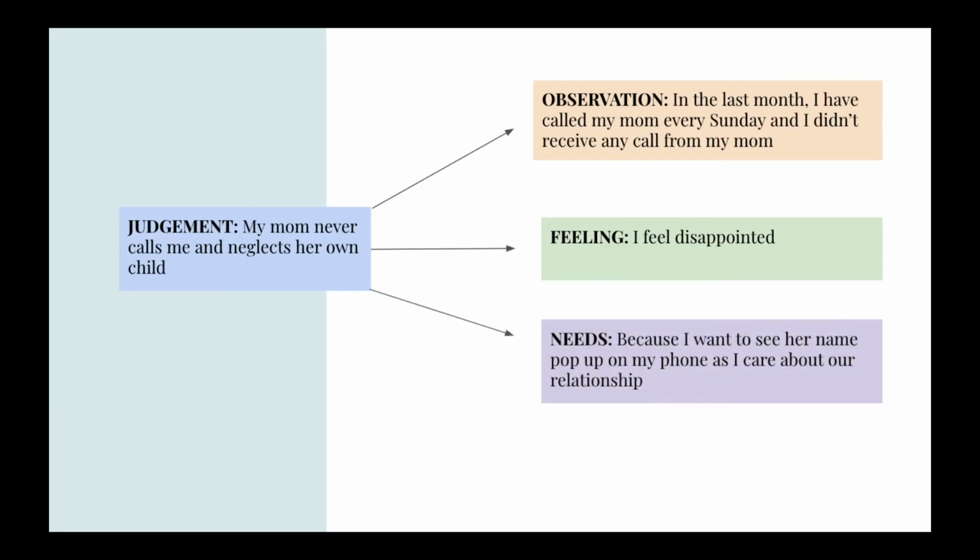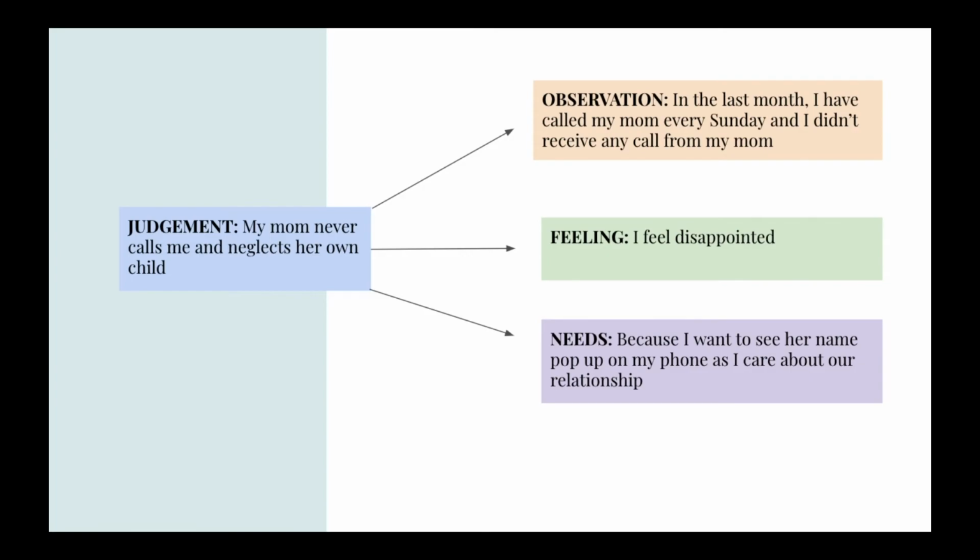So, why do I feel disappointed? Because I have needs. My need is that I want to see her name pop up on my phone because I care deeply about our relationship. So, a judgment can be broken down into these three parts: observations, feelings, and needs. And if I were to express these components just as they are, they can be received a lot more openly than if I were to state the judgment on its own.